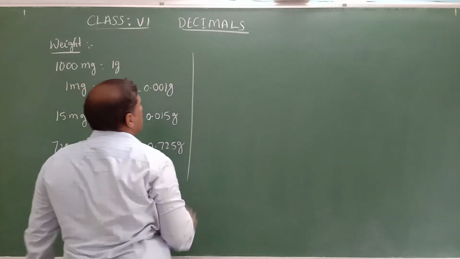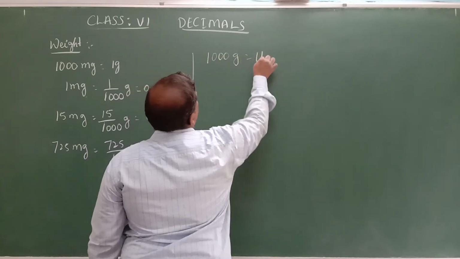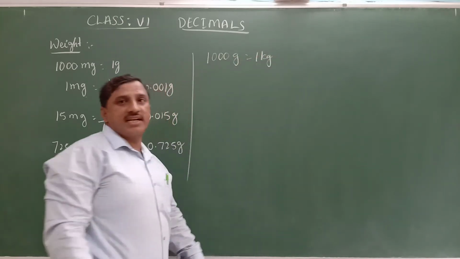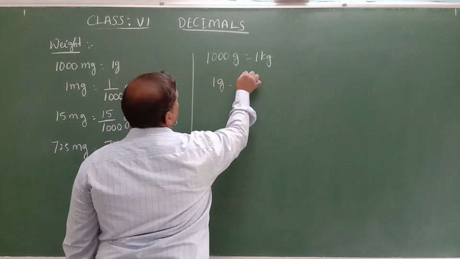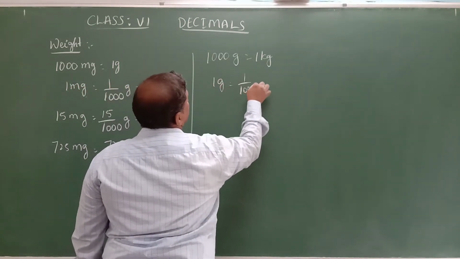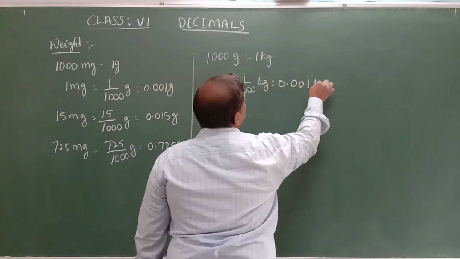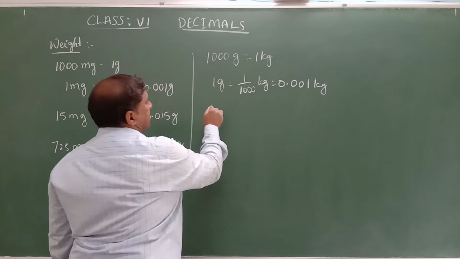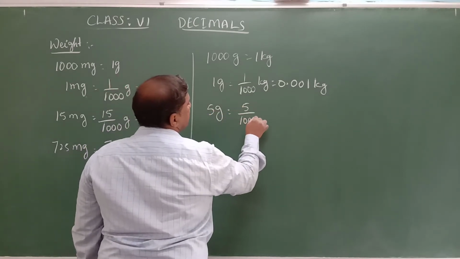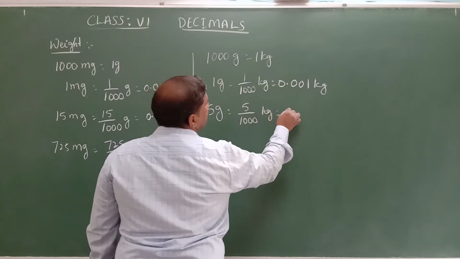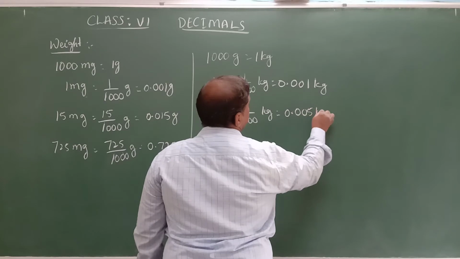Similarly, we have one more: 1000 grams is equal to 1 kilogram. Now 1 gram is equal to 1 by 1000 kg, that is 0.001 kg. Then 5 grams is equal to 5 by 1000 kg, that is 0.005 kg.